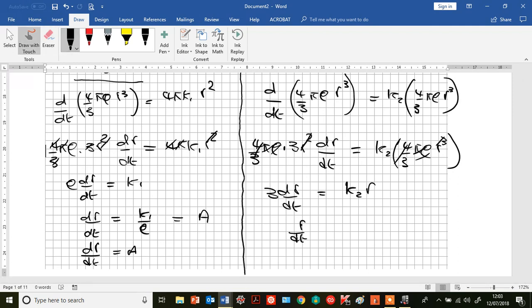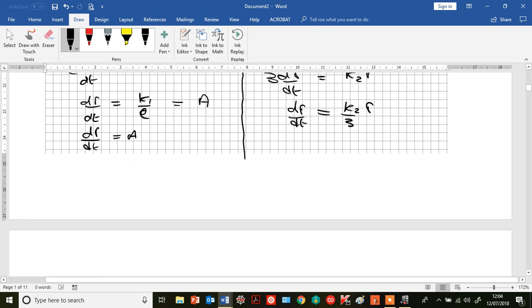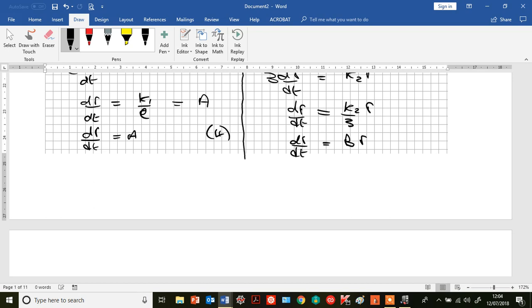So we're left with dr by dt equal to k2 over 3 times r, and I'll call k2 over 3 the constant b. So we've got dr by dt equals br. Okay, so we have two new equations. We call these 4 and 5.